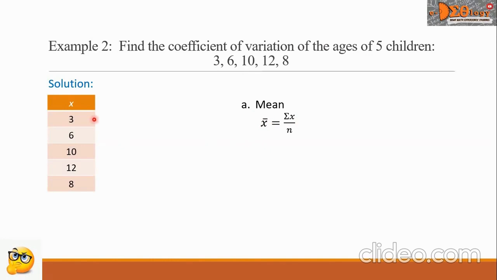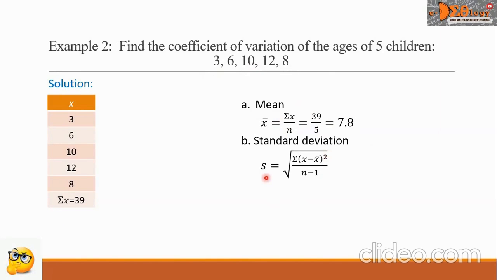Solving for the mean, let us first compute for the total of this data. That total is the summation of x, which is equal to 39. So this value of summation of x, we will now substitute to the numerator. So we have 39 over n, and that n equals 5, because there are 5 data here. The quotient is now 7.8. This is the mean.